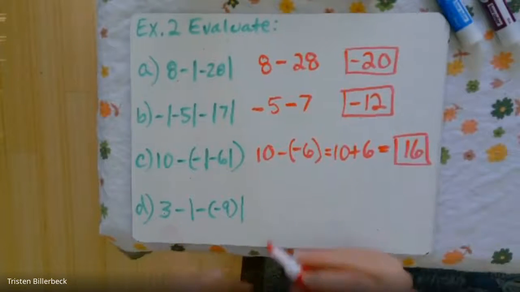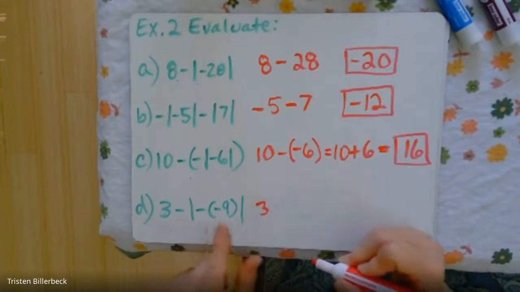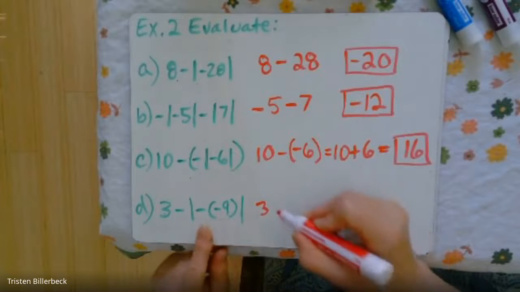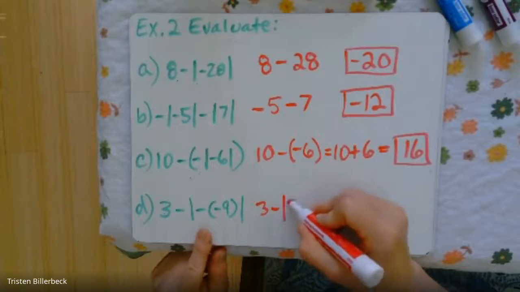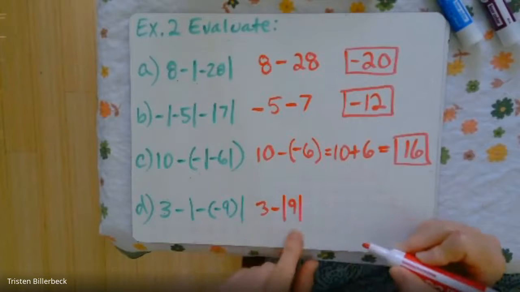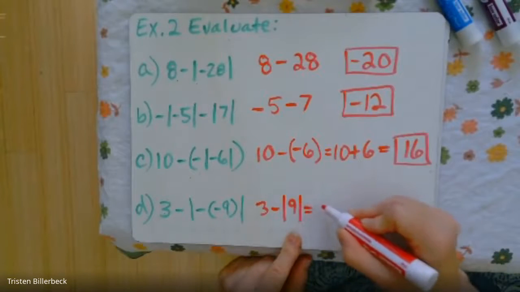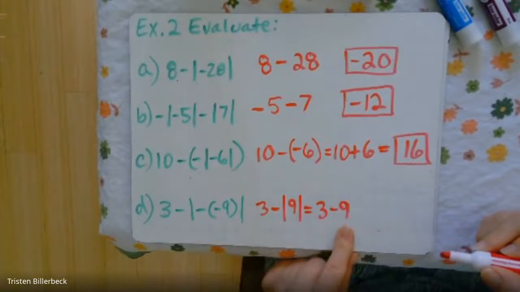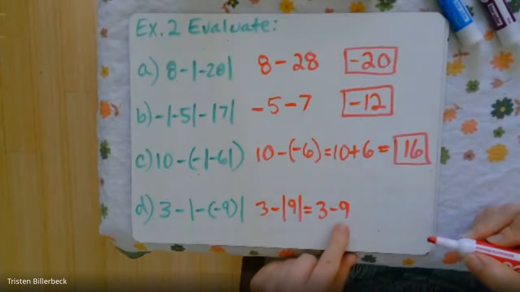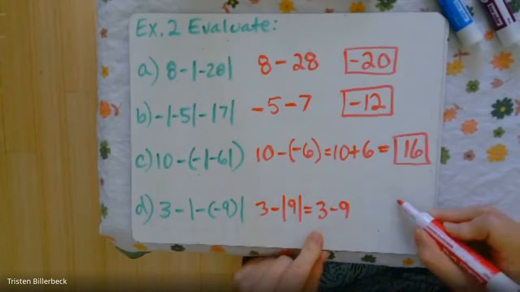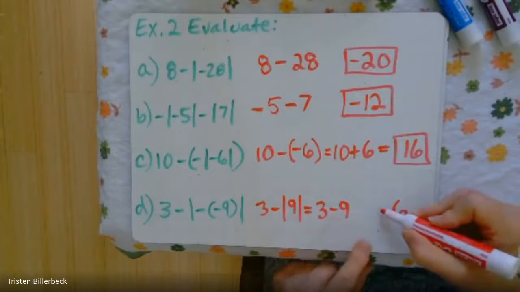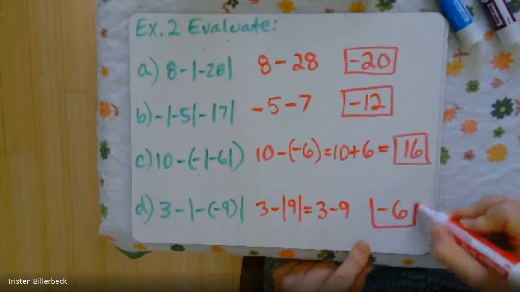All right, let's work on this one. We have 3, but we have to do this first. Okay, so we have a minus minus, so that makes it the absolute value of positive 9. And then we know the absolute value of positive 9 is just 9. So we have different signs, so we take the difference. 9 minus 3 is 6. The larger of the numbers has a minus sign in front of it, so it's a negative 6.